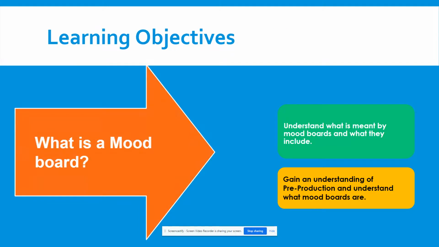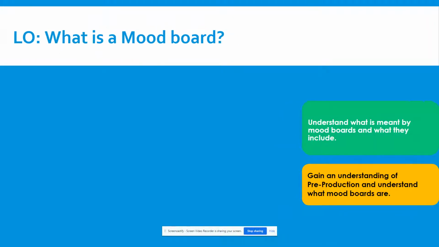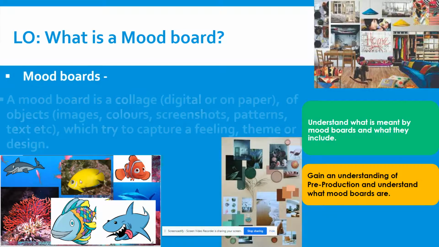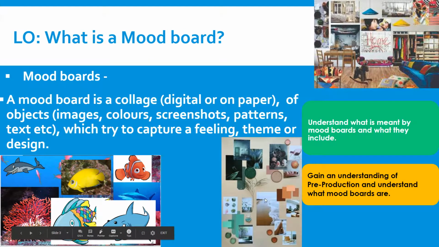Okay, in this session we're going to look at what mood boards are, understand what is meant by mood boards and what they include. So, first things first, what on earth is a mood board? To put it simply, a mood board is a collage of objects. And when we say objects, we mean things like images, colours, text, patterns, that sort of thing. It's just to capture a feeling, theme, or design ideas, really. We'll look more at that in a second.